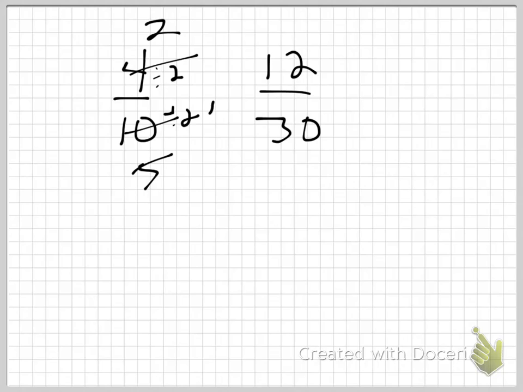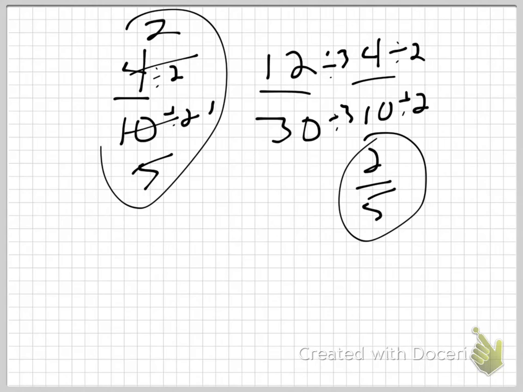Can 12/30 be reduced? Yeah. So let's just do it by 3. It ends up being 4/10. Divide by 3, divide by 3. Oh, and then divide by 2, divide by 2. It's still 2/5. They reduce to the same fraction. Therefore, they form a proportion.